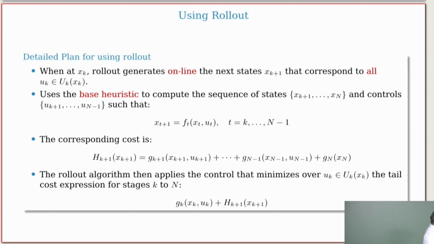So this is our state. The next, k plus 1, is obtained via the look ahead, and for the remaining onwards I have a heuristic to apply. So you will say heuristic applied to xk plus 1, and this cost is obtained via some heuristic from k plus 1 onwards. So rollout then applies the control uk that minimizes the tail cost. Basically this is our estimate of the cost, where gk(xk, uk) uses the uk we obtained from the look ahead, and the remaining Hk estimates are the heuristic.